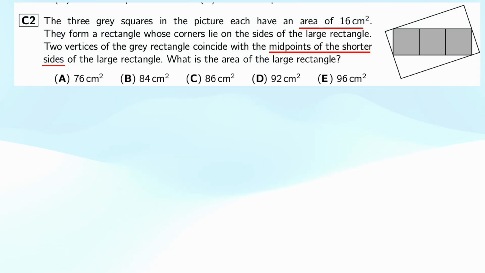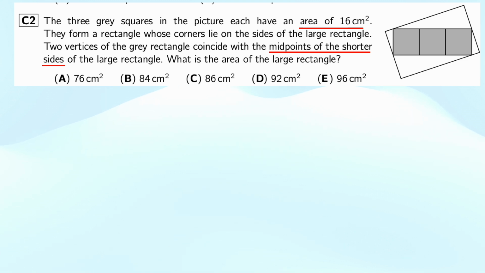Three squares each have an area of 16 square centimeters, and their corners lie on the sides of a large rectangle, crossing at the midpoint of the shorter side. What's the area of the large rectangle?